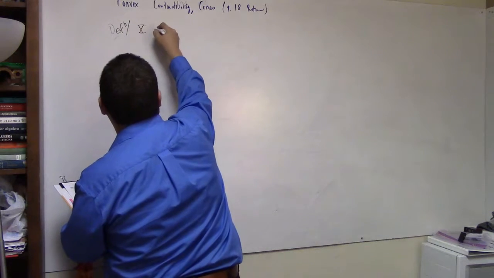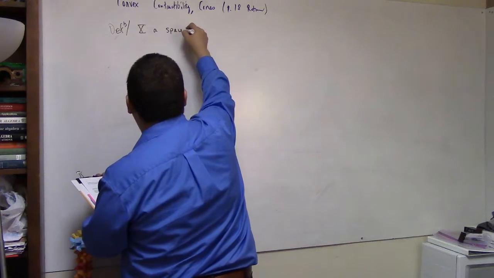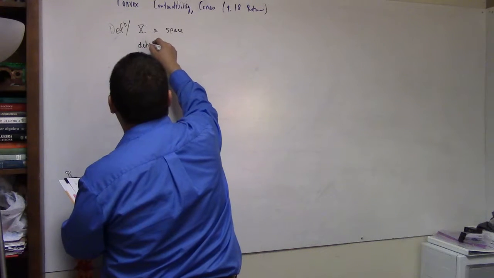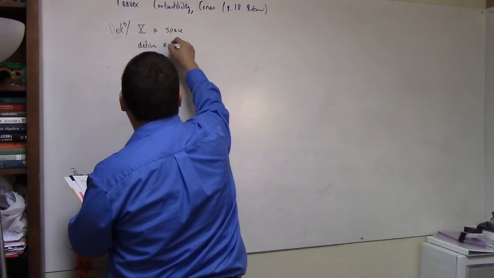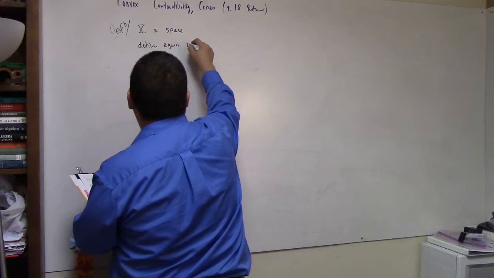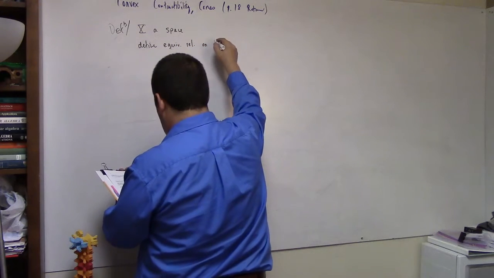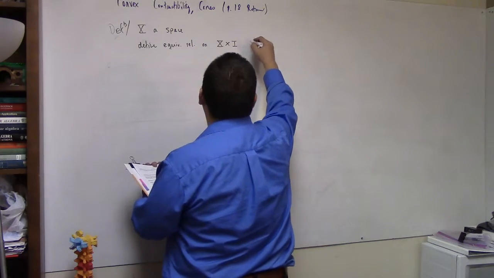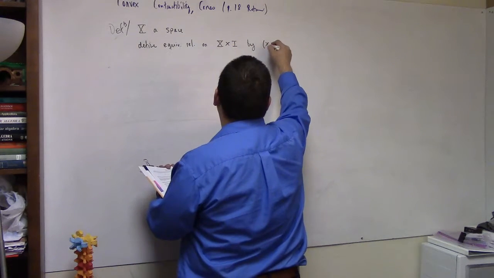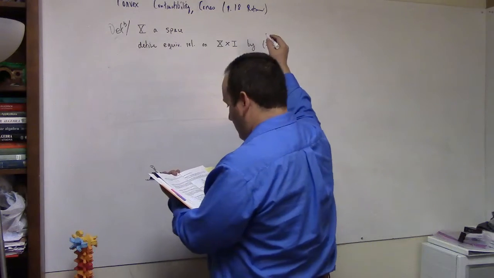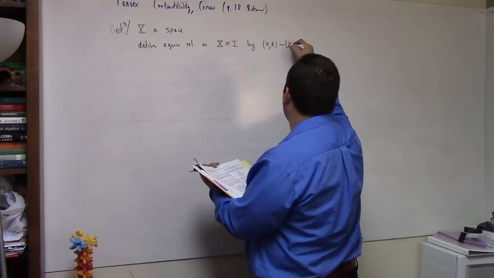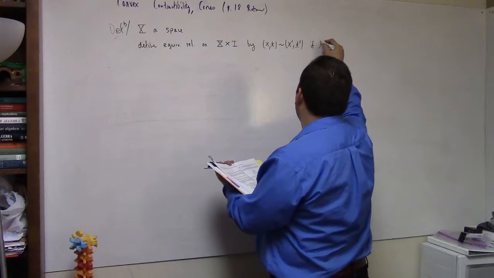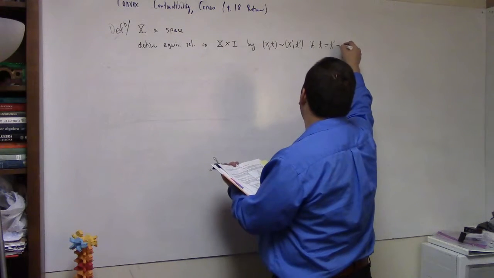X a space. Define an equivalence relation on X Cartesian product the unit interval, X cross I: (x, t) is equivalent to (x', t') if t equals t' equals 1.